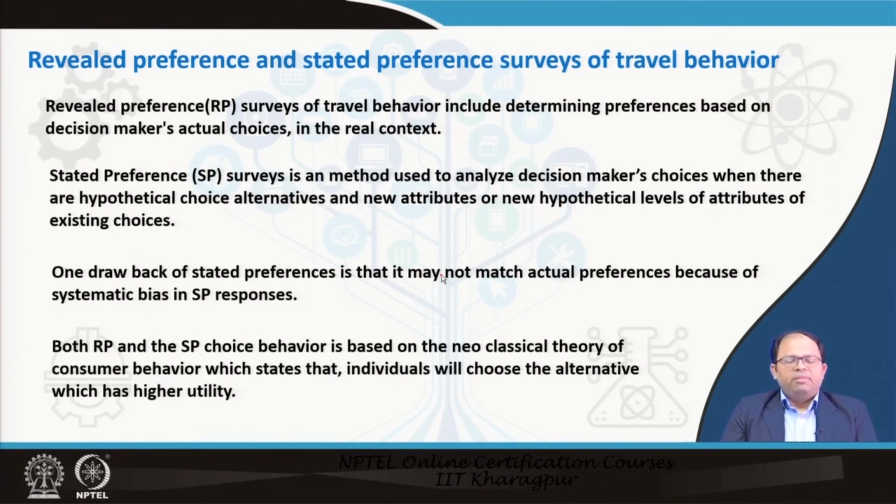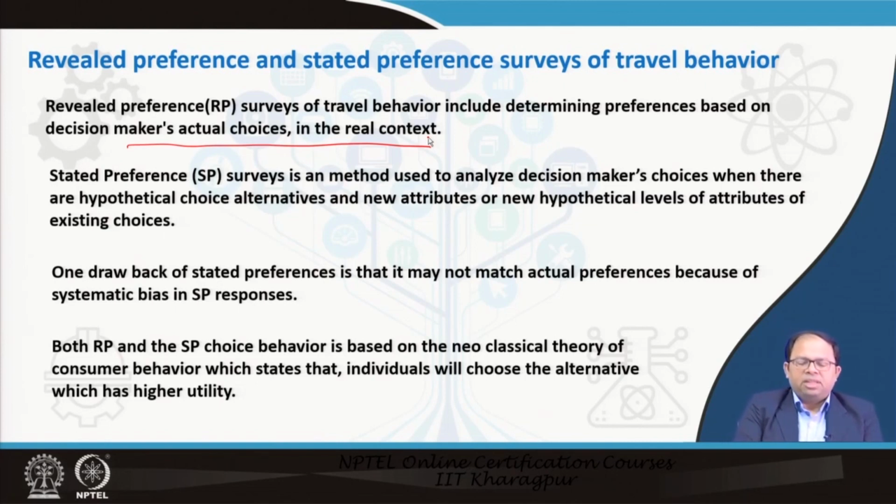Revealed preference surveys of travel behavior involve determining preferences based on decision makers' actual choices in the real context. So actual choices in the real context is important. That means based on what we observe, a person is using a particular mode, and in a real situation we can say that this is the mode choice of that particular person. So that's why we call it a revealed preference survey.